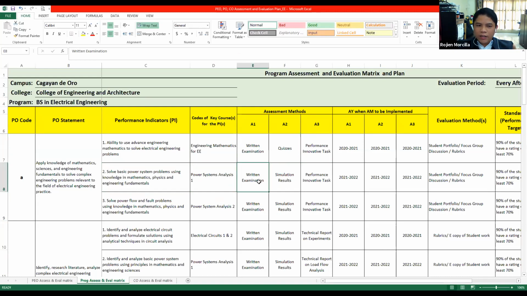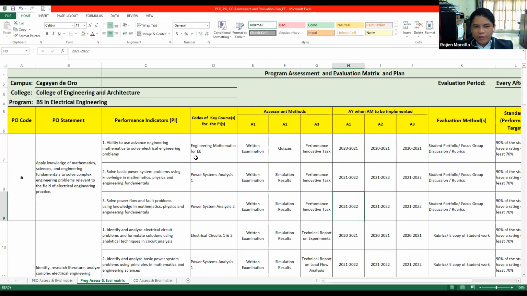Then for the second PI, written exam, simulation results, and performance innovative tasks. When is this? Looking at the curriculum and what is currently being offered, I should be collecting data now. The 2020 to 2021 data will be collected, and this one is 2021 to 2022 academic year, so that is next year.